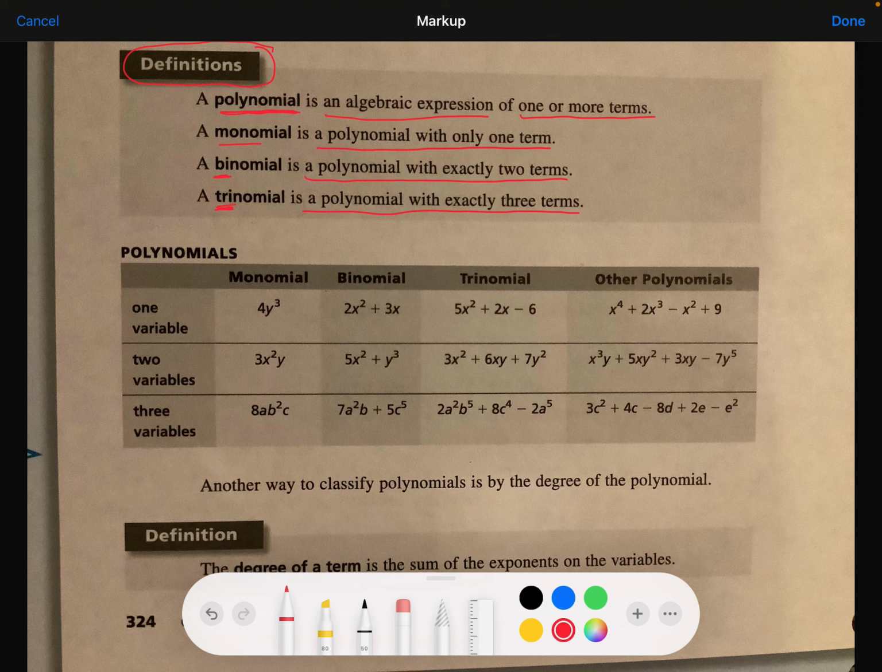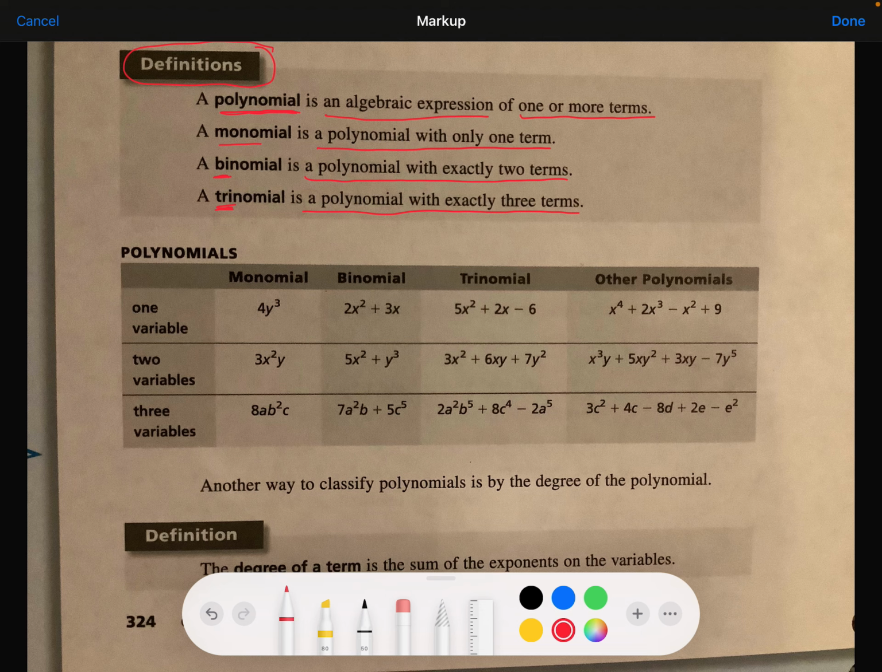And then other polynomials over here just means that there's going to be more than 3. So this one has 4. This one also has 4. This one has 1, 2, 3, 4, 5. If it has more than 3, you're just going to call it a polynomial. They're all polynomials. But if I have more than 3, I don't have a specific name for it, so we just call those polynomials.